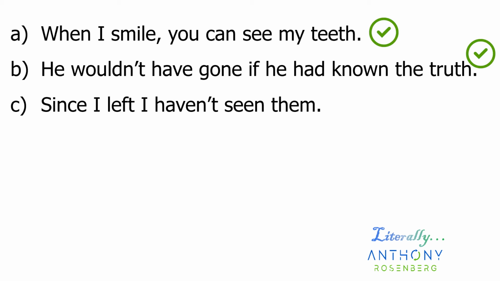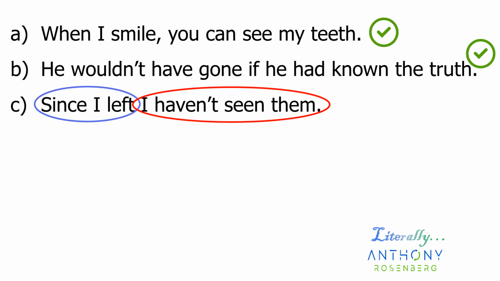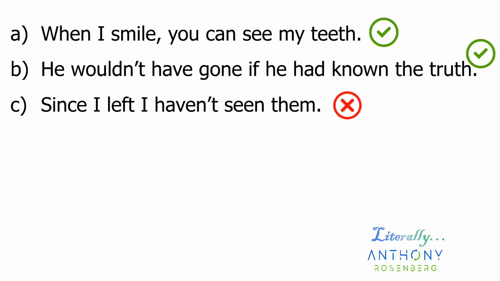So here we have an independent clause, I haven't seen them, and a subordinate clause or dependent clause, since I left. That means this is wrong. It needs a comma. Let's put that comma in, shall we? Right. So there's our comma. That makes it correct. Since I left, comma, I haven't seen them, because the adverbial is preceding the independent clause.